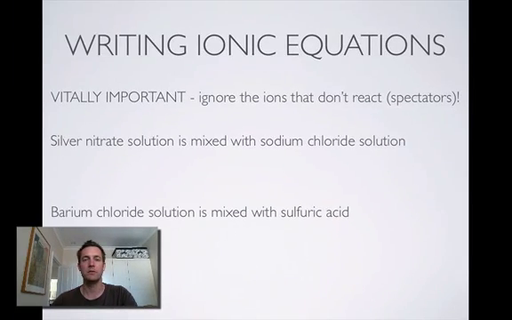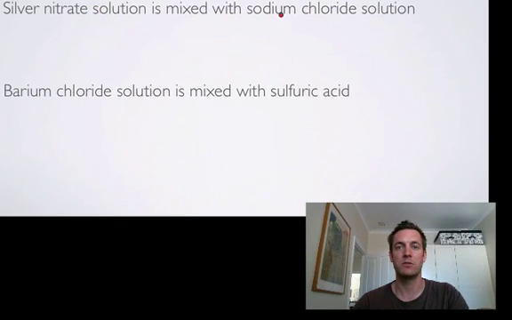Let's see if we can write an ionic equation for a precipitation reaction happening. Vitally important that when you write your equation, you don't write any ions that haven't reacted. We call them spectator ions. When you're doing your tests and your exams, they shouldn't appear in your equations. They can appear crossed out, but they shouldn't be left in there. So let's have a look. Silver nitrate solution is mixed with sodium chloride. We've just seen that. Here are the compounds, AgNO3, and again, you need to know your ion list, otherwise you're not going to be able to do these sort of questions.